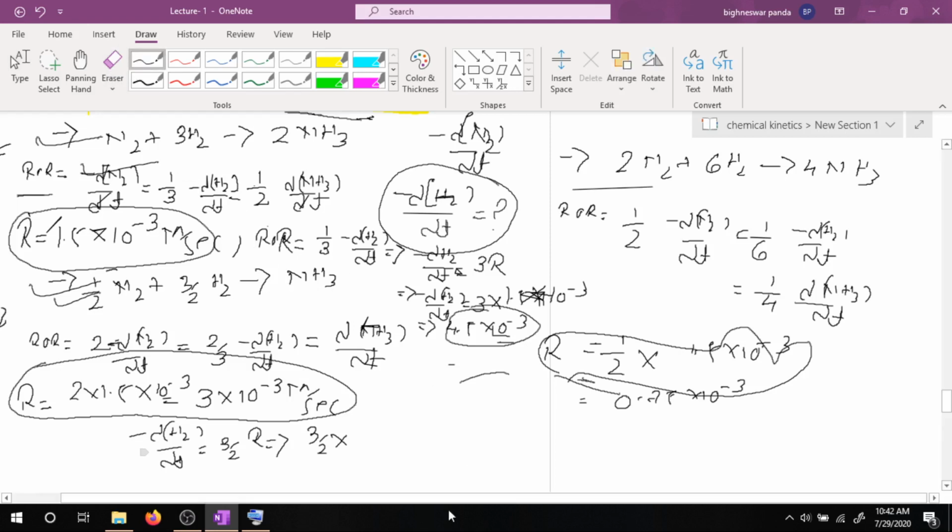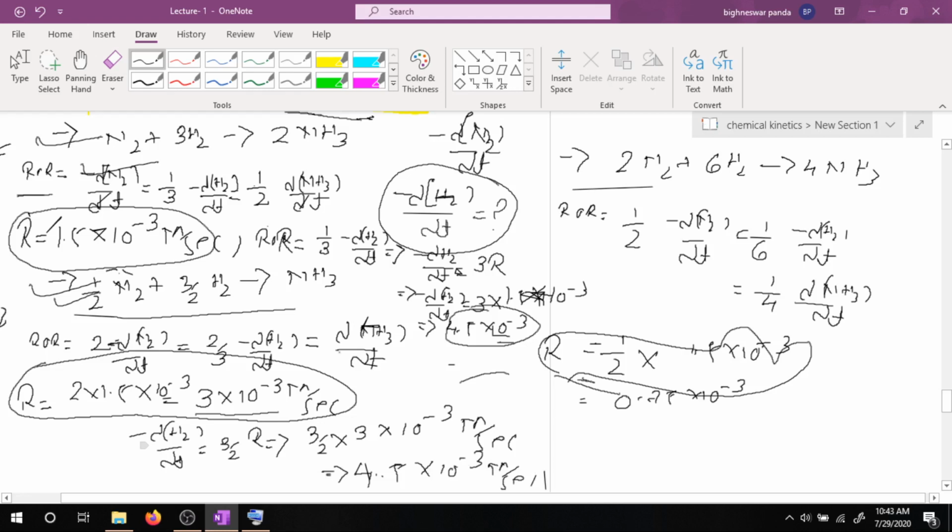What is that mistake? Here, for this reaction, I have calculated the rate, that is 3 into 10 to the power minus 3 molar per second. So for this reaction, minus dH2 by dt is equal to 3 by 2 into R, and R is 3 into 10 to the power minus 3 mole per second. So 3 times 3 is 9, divided by 2, I can say that 4.5 into 10 to the power minus 3 mole per second.